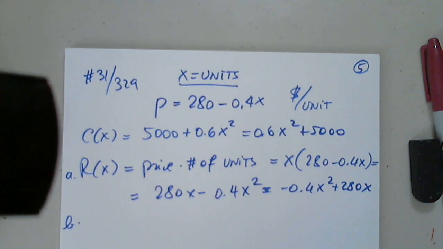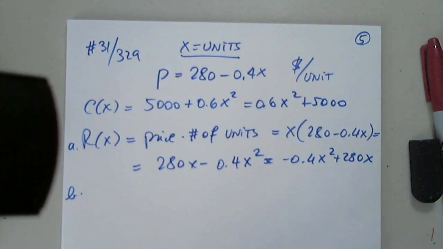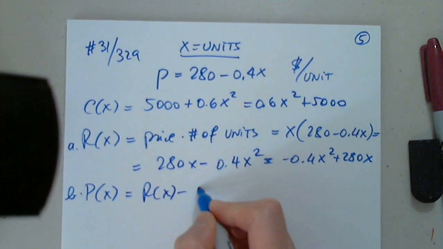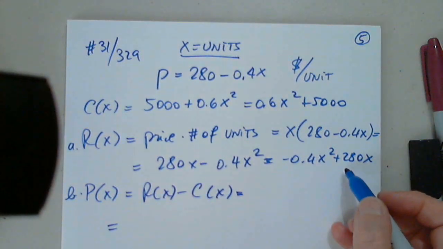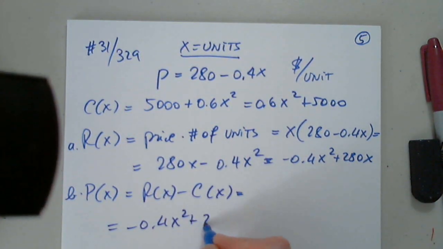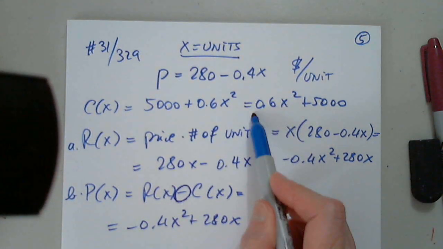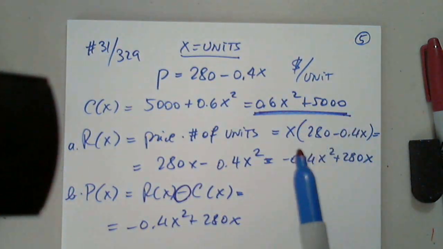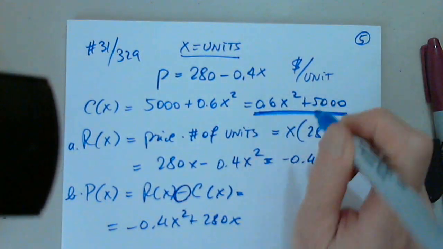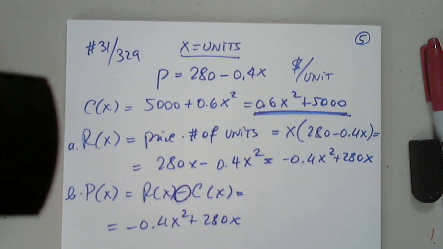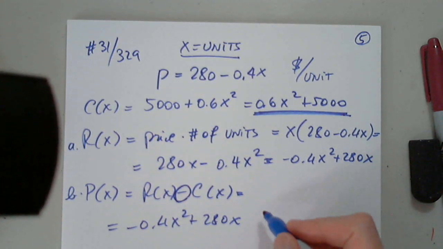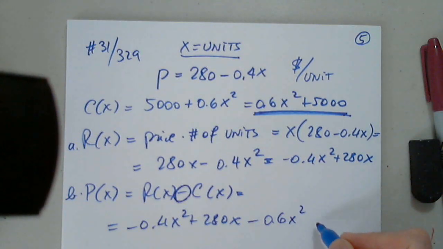Part B. Find the total profit. Okay. How do we find the total profit? Is it revenue minus total cost? Very good. Awesome. I have the revenue, negative 0.4x squared plus 280x. Now careful, this negative sign has to be distributed to both terms. Do not just distribute it to the first. It has to be distributed to both. So how do I write that? It's going to be negative, and then we open brackets and put 0.6x squared plus 5,000. Very good. Okay. I did it in one step.